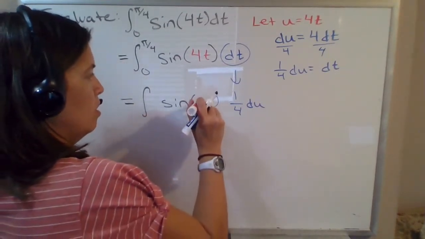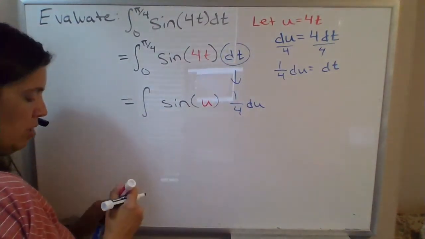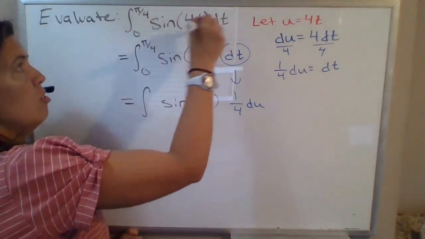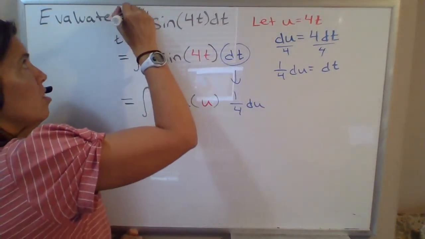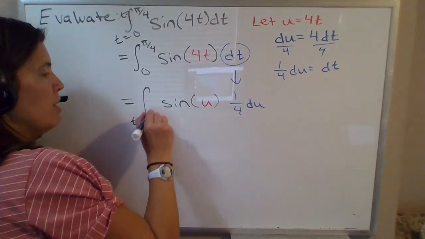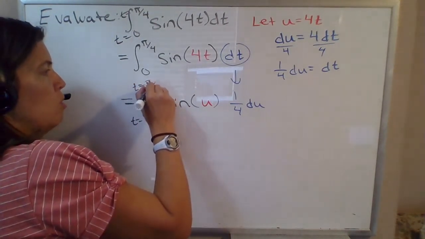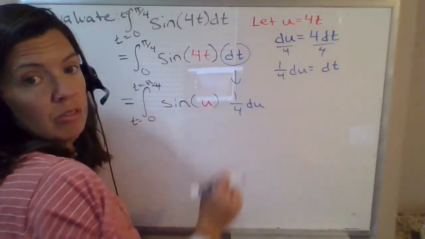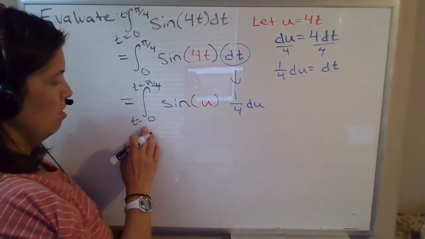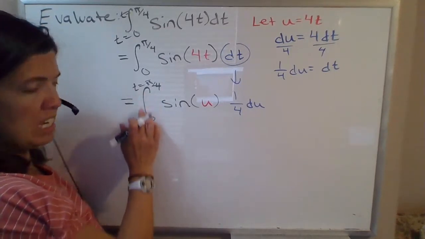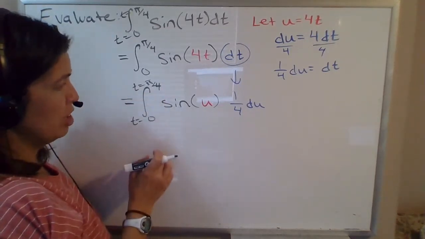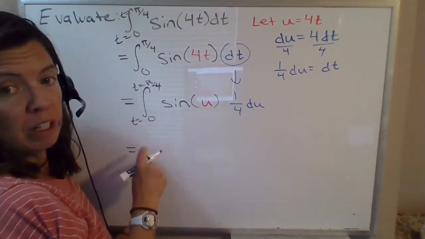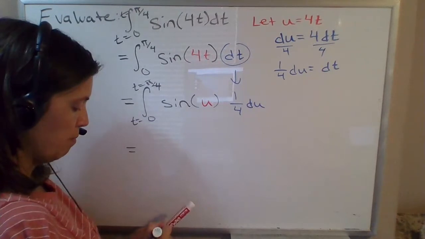Now, the limits of integration here, if we're going to change variables, it's important to note that this original integral is in terms of t. So these limits of integration are t values. You can either change the limits of integration using this equation, or you can just write yourself a little reminder that these limits of integration are in terms of t, whichever way you prefer. On the next step, I'm going to go ahead and change the limits of integration on this one.